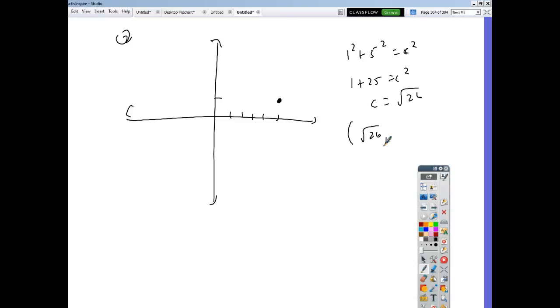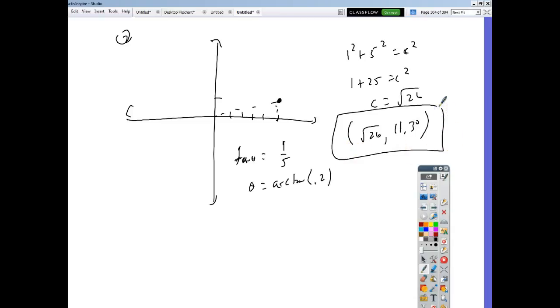What's the angle? Going to have to do a little thinking on that one. Tangent of theta equals 1 over 5. So theta must equal the arc tan of 0.2. I'm going to go for my calculator. Arc tan of 0.2, and I got 11.3. Is that right? 11.3 degrees. Again, it's not asking for that on the worksheet, but let's go ahead and do it anyways because we need it later anyways.